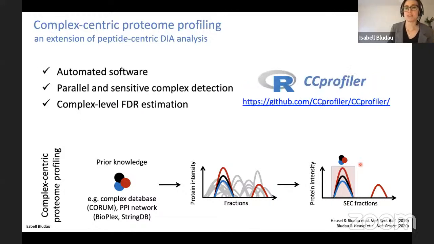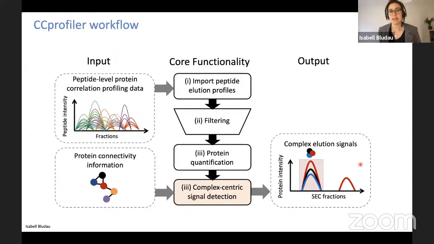So to perform this analysis, we actually developed the CC Profiler R package, and this is our software for automated complex-centric analysis that allows the parallel and sensitive detection of protein complexes in co-fractionation MS data sets. And as I said, we have a decoy model that can actually perform FDR estimation. So to give you a bit more insight into the workflow of CC Profiler, we take peptide-level protein correlation profiling data, as for example put out by Skyline or Spectronaut, or in our case we use OpenSWATH, and we import these peptides into CC Profiler.